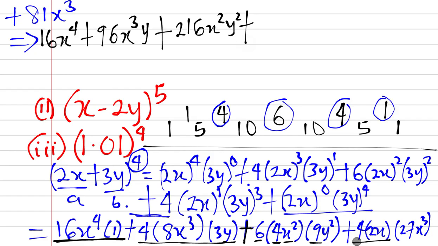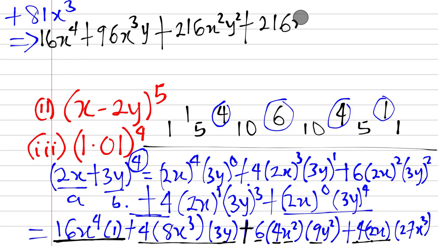Now we are coming to this part, which is plus 4 times 2 times 27. We know that 4 times 2 is 8, right? Then 8 times 27 will give us 216. So this is also 216. Then what's the value of x here?